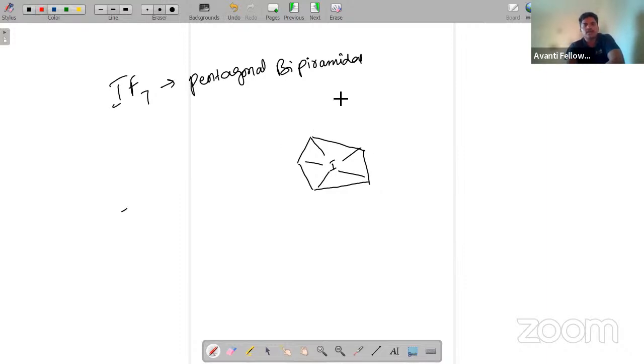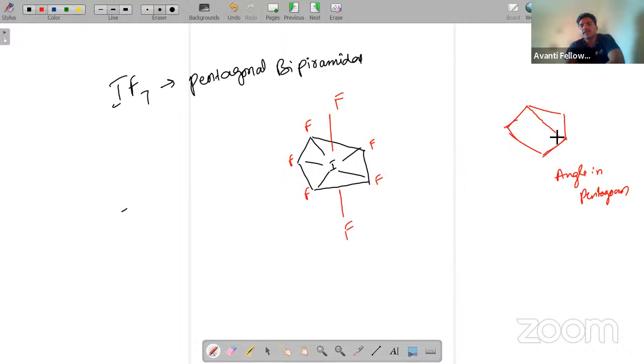Now you can see on the top one fluorine, on the bottom another fluorine. These all are the fluorines. Everyone should know what the angle in a pentagon is. If you don't know what the angle in a pentagon is, it's very simple. Let's break it. If you break this one, you will see this is a triangle and this is a square. So we know that the total bond angles will be simply nothing but what?